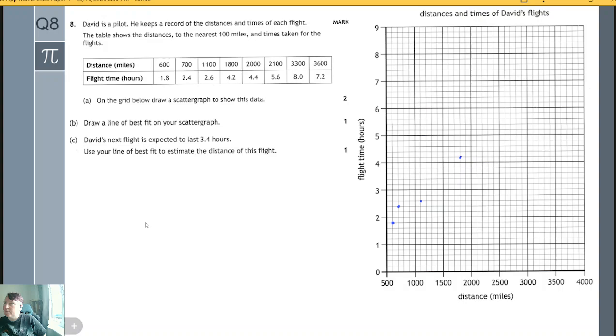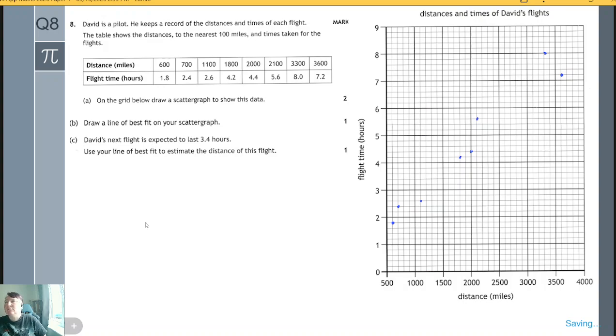Okay. 2,000 is 4.4. 2,100 is 5.6. 3,300 is 8.0. Not high enough. There we go. 8.0. And 3,600 is 7.2. Oh, wow, I must have had a tailwind on that one.